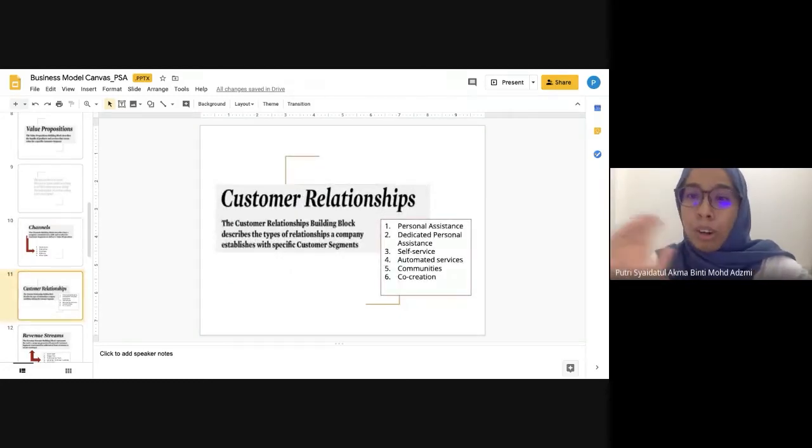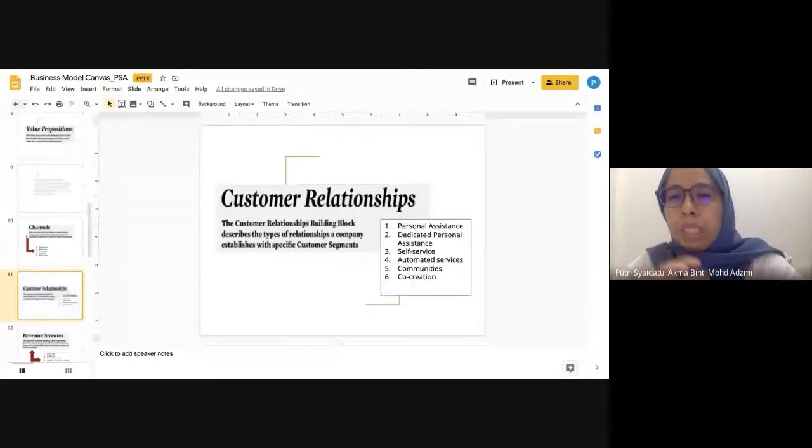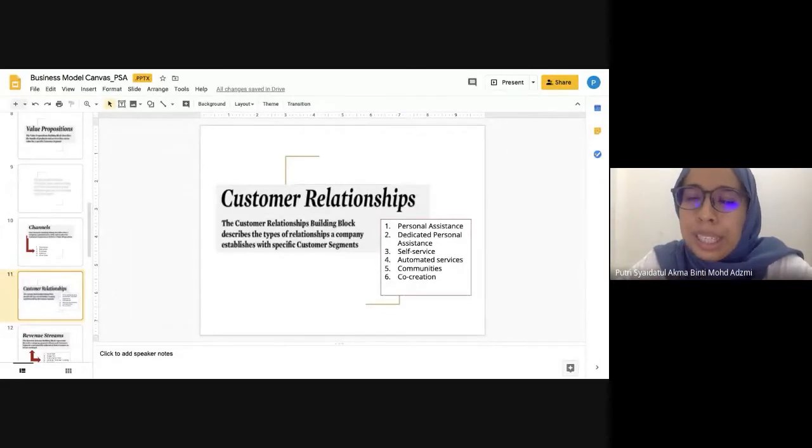From there, because you want your customer to stay with you, you must build a relationship with your customer. How do you build your relationship? You must be able to establish this by looking at your demographic and your specific customer segments. You also need to look at how you provide assistance to them. Do you have personal assistance? Do you have dedicated personal assistance? Normally, dedicated personal assistance is what you see in products such as insurance, where insurance agents go specific to your needs.